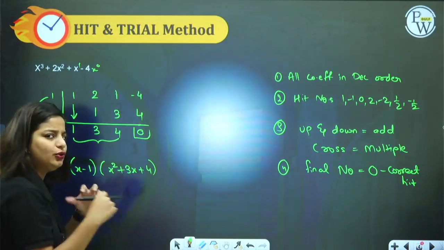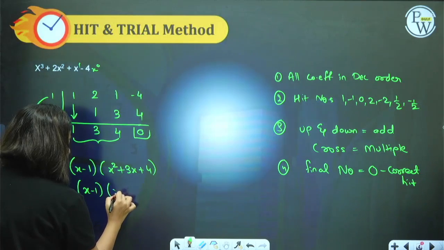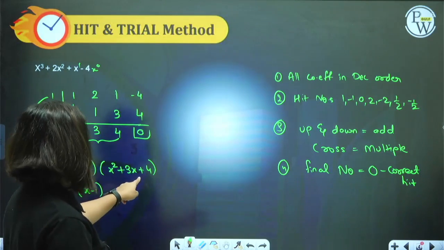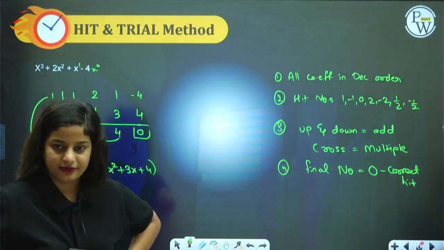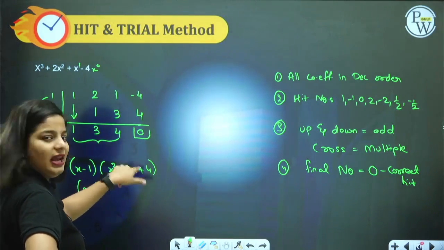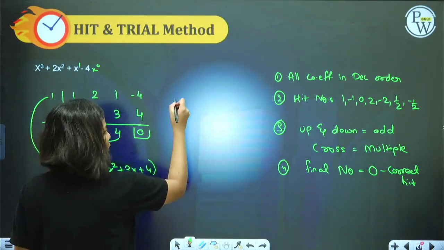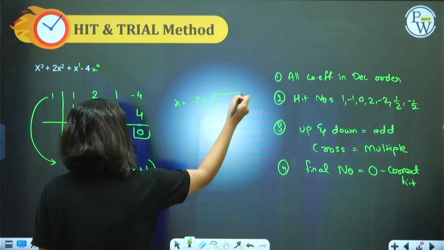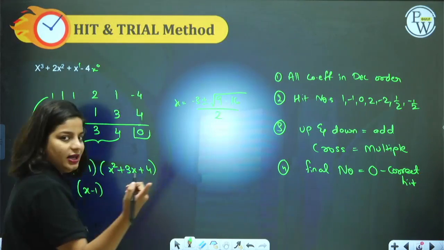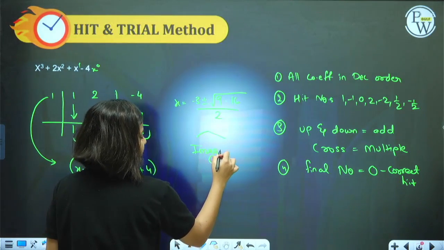Now, this is quadratic. Do we know how to factorize it further? Can we factorize x square plus 3x plus 4? 4 ones are 4, but then with the minus sign, we can't. We can't. But anyway, this will have 2 roots. It's quadratic. You can solve it by the formula method, b square minus 4ac. Minus 3 plus or minus root of b square minus 4, 4 fours are 16, upon 2a. The only thing is both the roots will be imaginary.